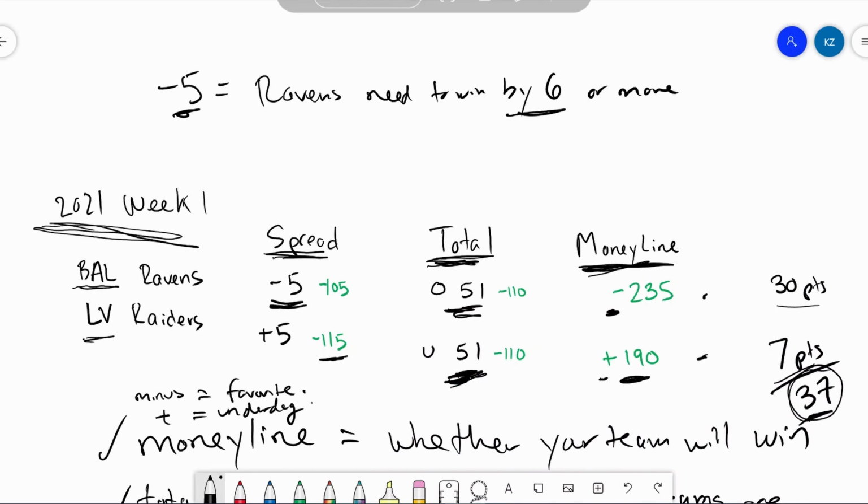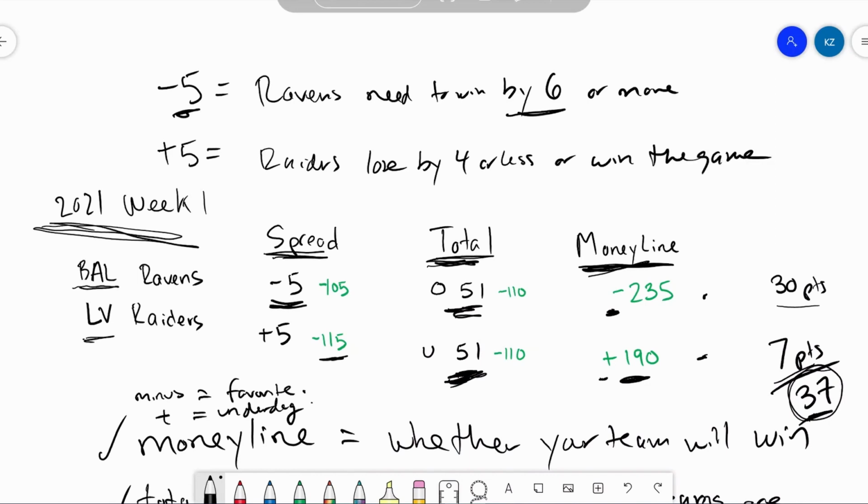Okay, and then on the other side, the Raiders have the +5, they're the underdogs. So there, the Raiders would need to either lose by 4 or less, or win the game, and we win the bet. Also very nice. If the Raiders lose by exactly 5 points, we would just get our money back. It's neither a win nor a loss, it's a push. But if the Raiders lose by 4, 3, 2, 1 points, we also win the bet. And if they end up winning the game as well, then we would win the bet.